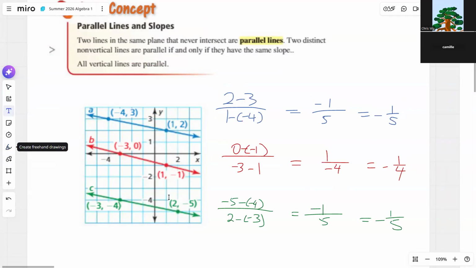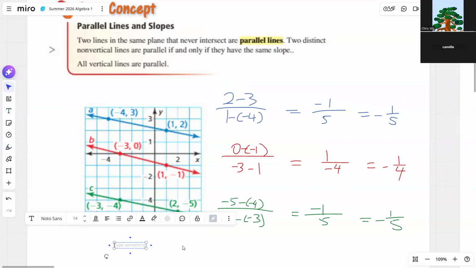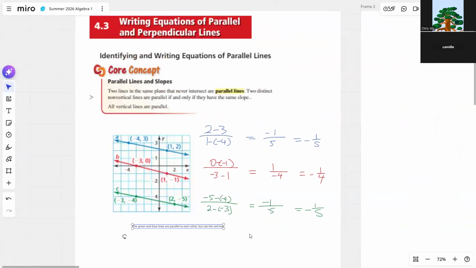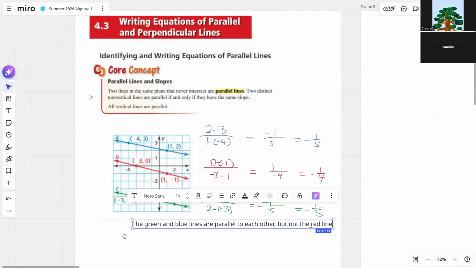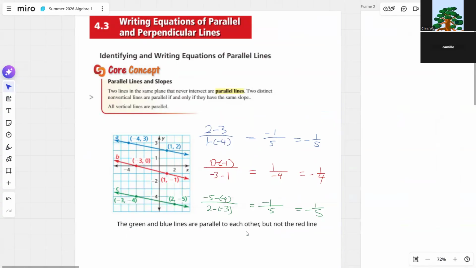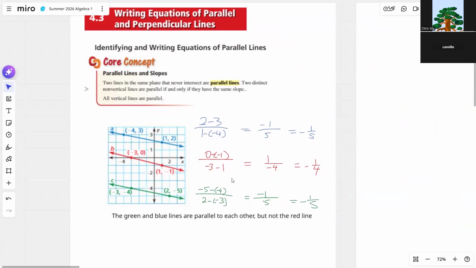Yeah, Timothy? Green and blue. Good job. So the green and blue lines are parallel to each other, but not the red line. And that's why algebra is very important, because geometry is limited by our eyesight. Sometimes it's difficult for our eyesight to tell which ones are actually parallel or not. But the careful calculation can really reveal the truth.